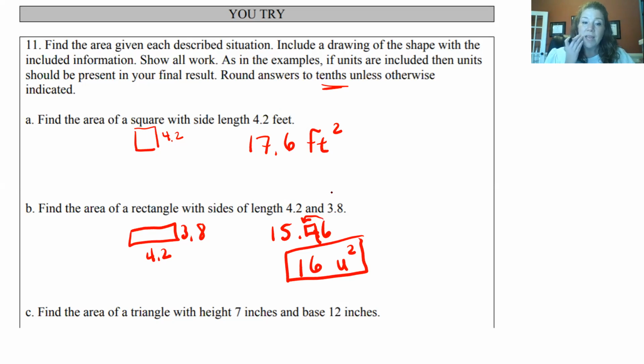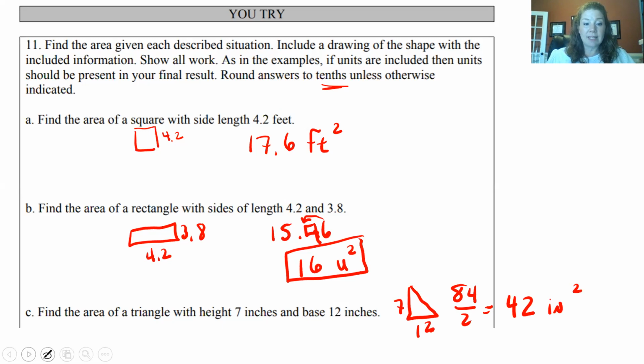Okay. And then letter C, or not finally, because we have a letter D also. So if I have a triangle with a height of 7 and a base of 12, we're going to multiply 12 times 7, and we get 84, and then we have to half 84, and I get 42 inches squared.